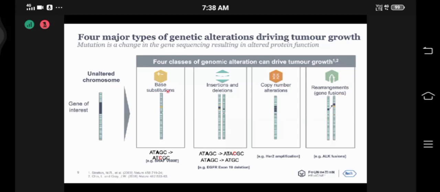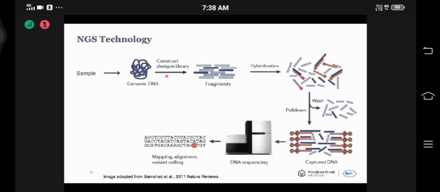So just to reiterate, this slide I think is very important for most of the students. The four classes of genomic alteration are base substitutions, insertions and deletions, copy number alterations, or rearrangements. So the latest technology that we are talking about is NGS. Everybody talks about it. I'm sure you've come across it in the last few years of your training. So what is this next generation technology, or next generation sequencing?